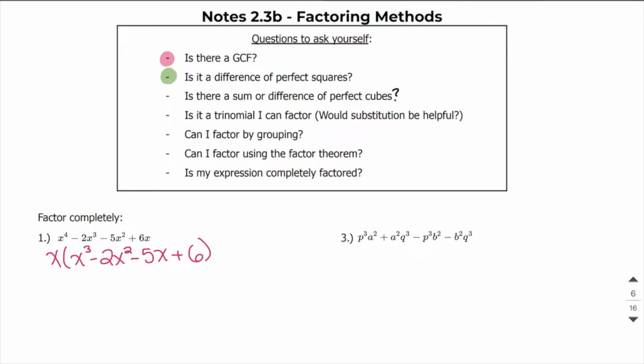Then I'm going to ask myself, is it a difference of perfect squares? In order for it to be a difference of perfect squares, we need to have two terms, subtraction and perfect squares, which we don't have. We have 1, 2, 3, 4 terms right here. So I'm not going to factor this as a difference of perfect squares.